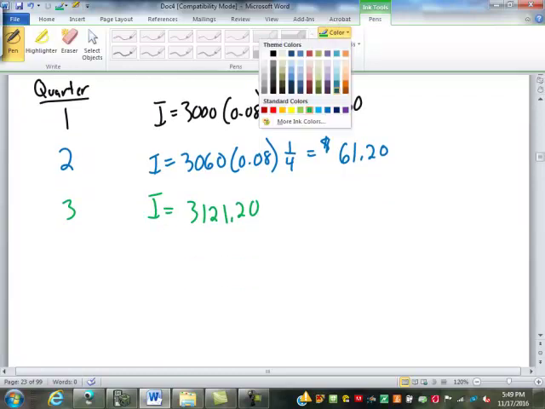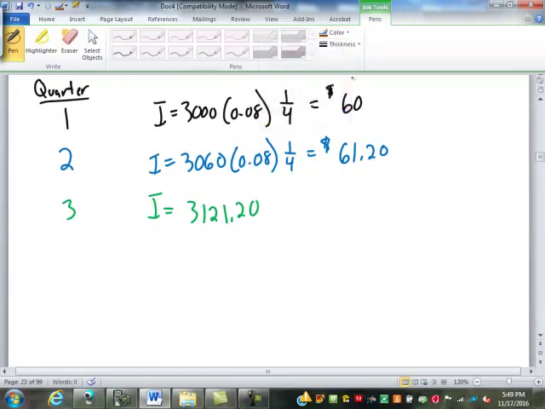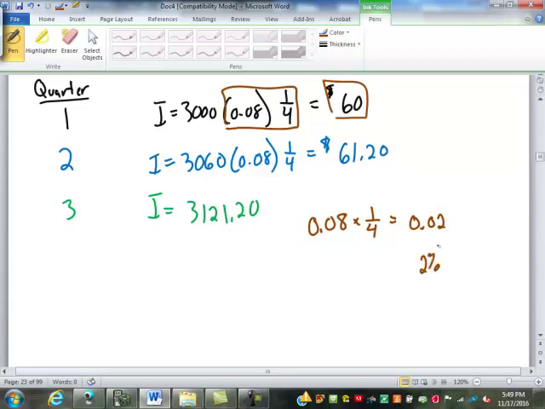First thing is, what percent interest is really being added in every month? This $60 is really what percent? Well, the key to that is right here. 8% times 1/4 is really 2%. So it's 2% interest per quarter.